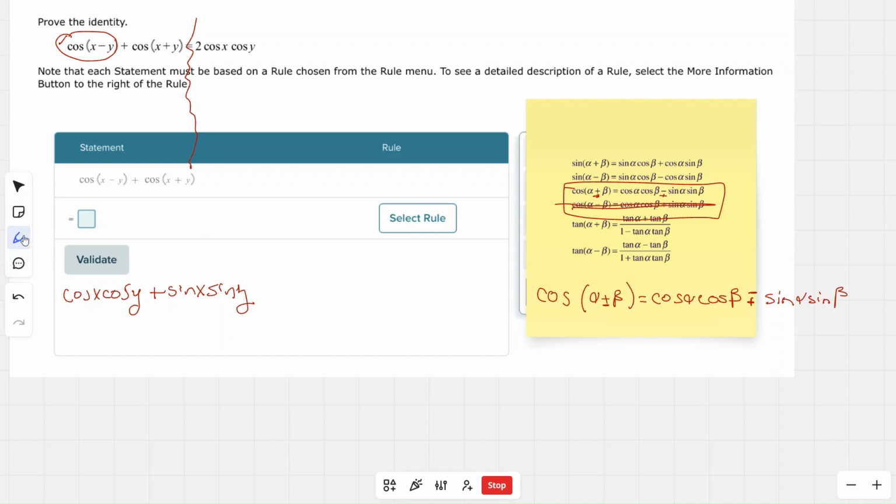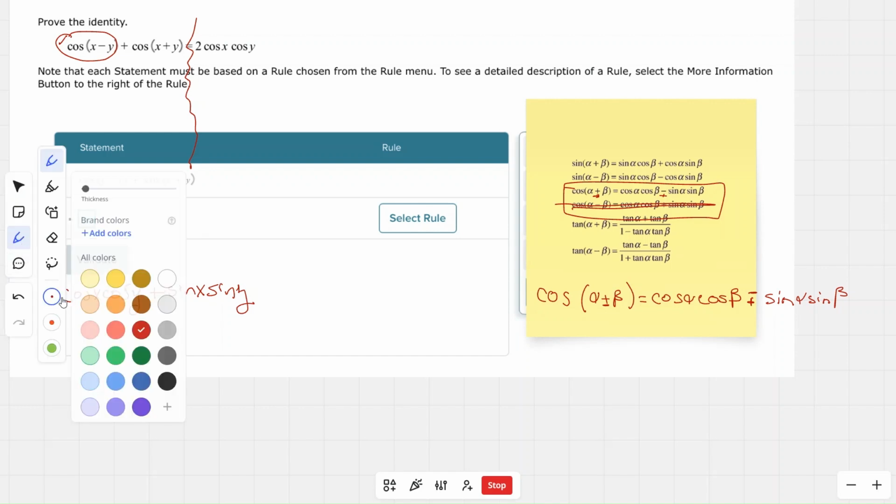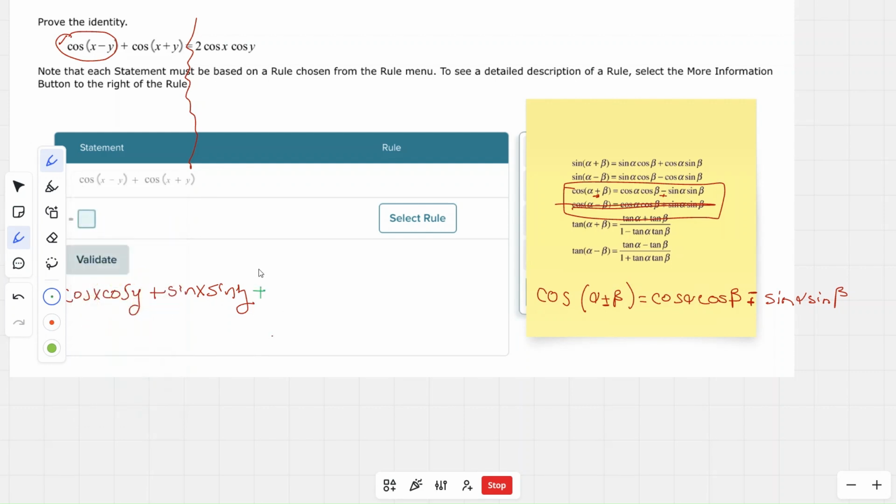All right, now let's change colors so we can see the difference here. I'm going to switch to green. My next equation, I'm going to apply my identity here. It is also going to be cosine x, cosine y. This time it's minus sine x, sine y. Remember that minus plus instead of plus or minus situation. The next thing that's going to happen is some things are going to cancel for me. All of these sine terms are going to cancel.